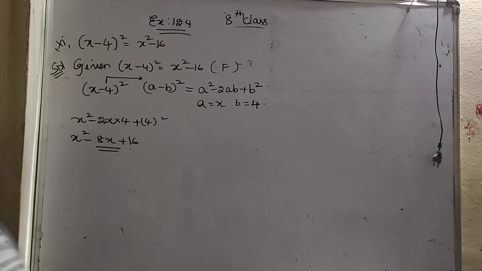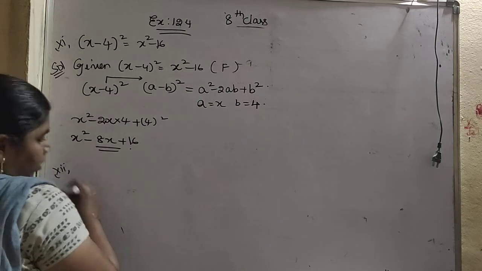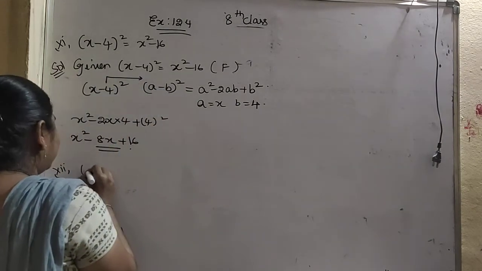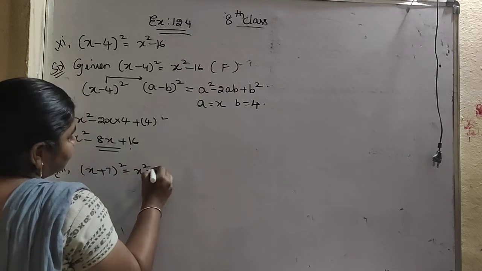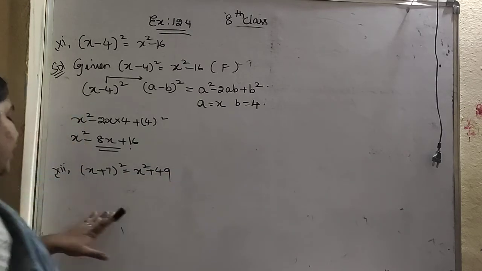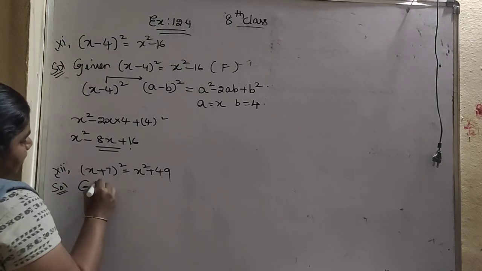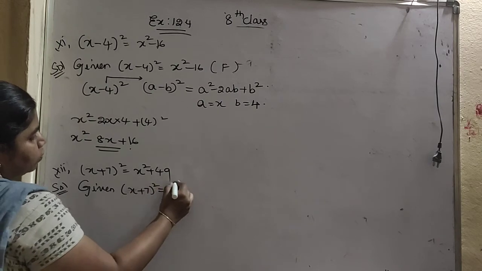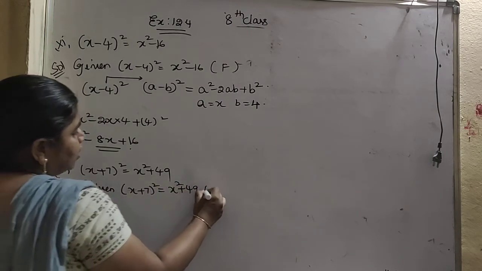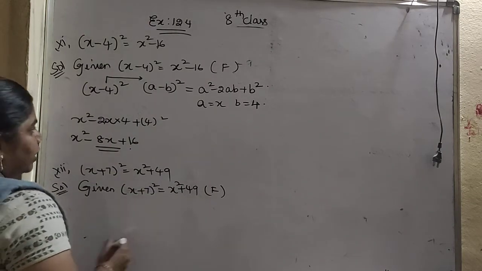Next is 12th one. What is the 12th one? (x + 7) whole square is equal to, they have written as x² + 49. So again it is having an error. So what is the result, we will see. So given (x + 7)² is equal to x² + 49. So it is a false statement. So now what is a true statement, we will see.